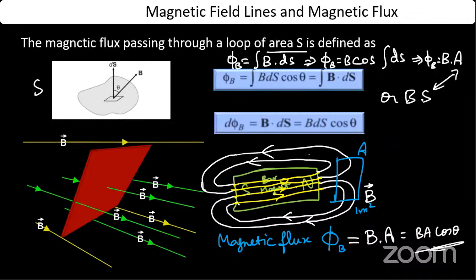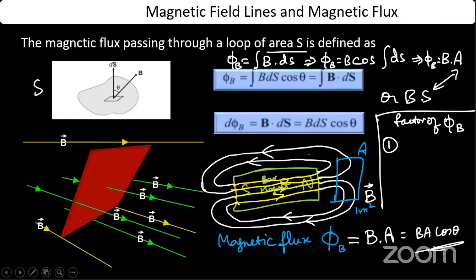Guys, do you remember? Okay, let me note down the factors of phi b. What are those? Similar to electric flux, the magnetic flux depends on what? Yes, the strength of the magnetic field B. This is the first one. If the strength is more, then flux will also be more. If B is more, phi B will also become more, right?